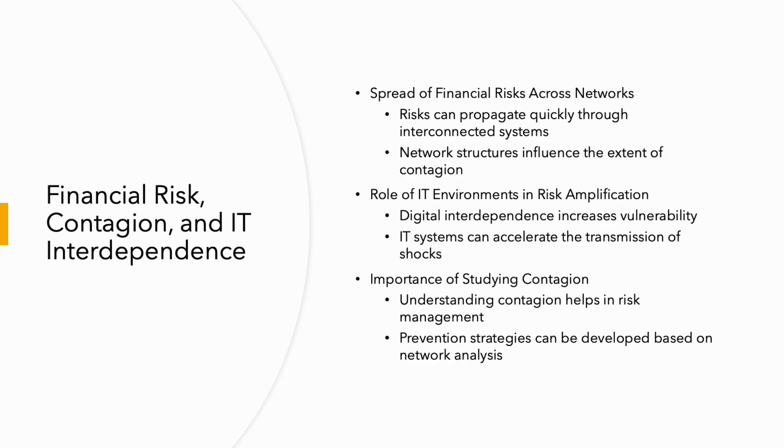Financial contagion theory teaches us that risk spreads through interconnected networks. IT behaves the same way. An attack or outage in one system cascades into others. PRA incorporates these interdependencies, and deterministic models do not. That's why PRA is essential for understanding system-wide risk exposure.